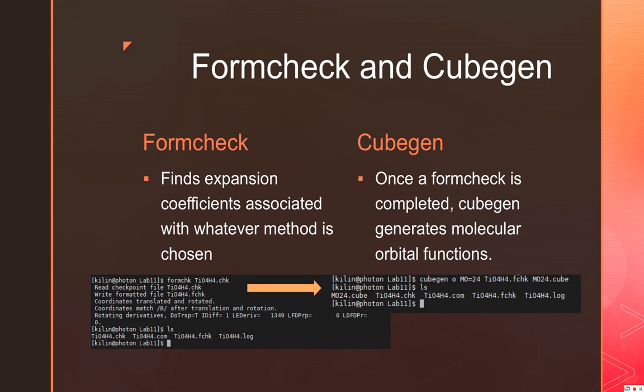And then from there, you can use that fchk file to generate cube files. Those cube files are the actual molecular orbital functions. So they will essentially be the thing that you use to generate isosurfaces in Gaussian for molecular orbitals. All right, next.